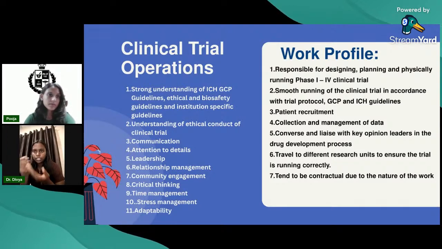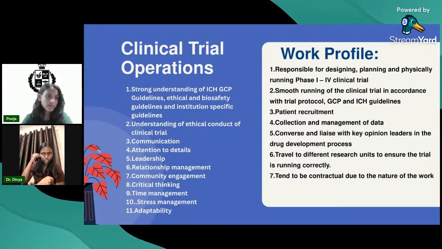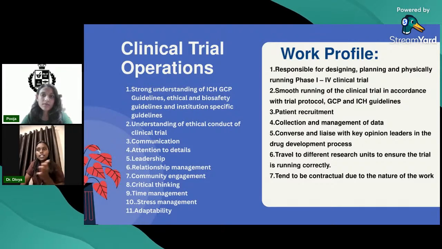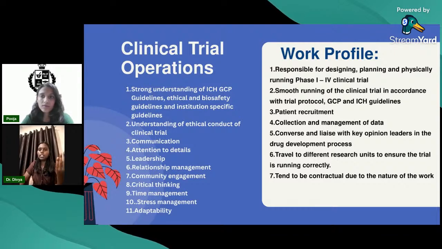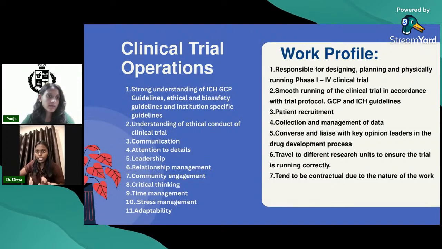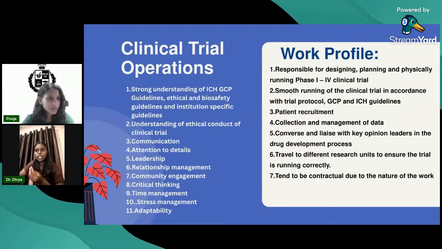I belong to this field. I work in this domain. As I mentioned, let us understand what the work profile will be if you are in clinical operations. Then we will discuss what you need to prepare. So, firstly, if you are in clinical trial operations, you are the one who is responsible for designing, planning, or conducting phase 1 to phase 4 clinical trials.